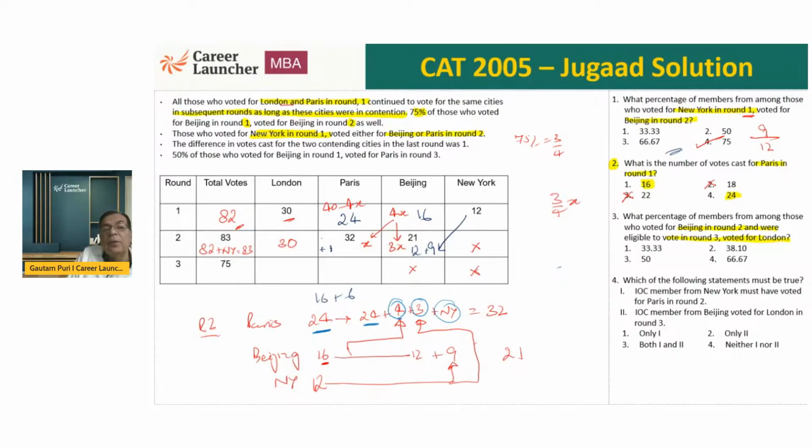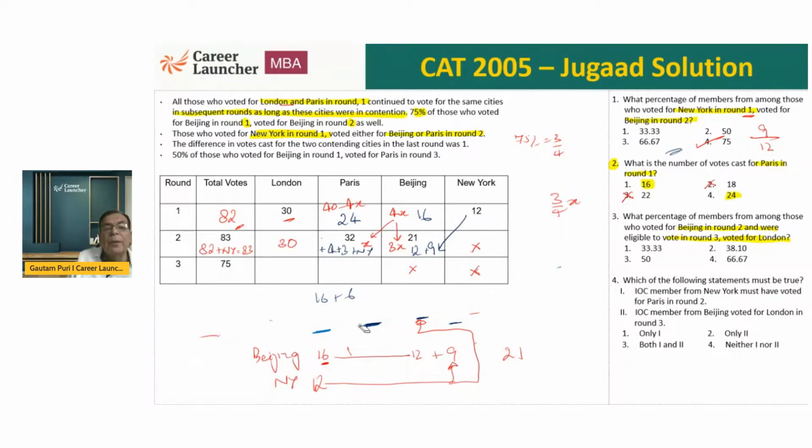You will get another 3 from Beijing, and in addition to that, you will get 4 from Beijing. 4x is equal to 16, so x has to be equal to 4. 4 from Beijing, then you will get another 3 from New York and plus New York. So that's what makes it 32. 24 original, 4 from Beijing, 3 from New York, and the New York vote itself. Okay, it's come here, fine.